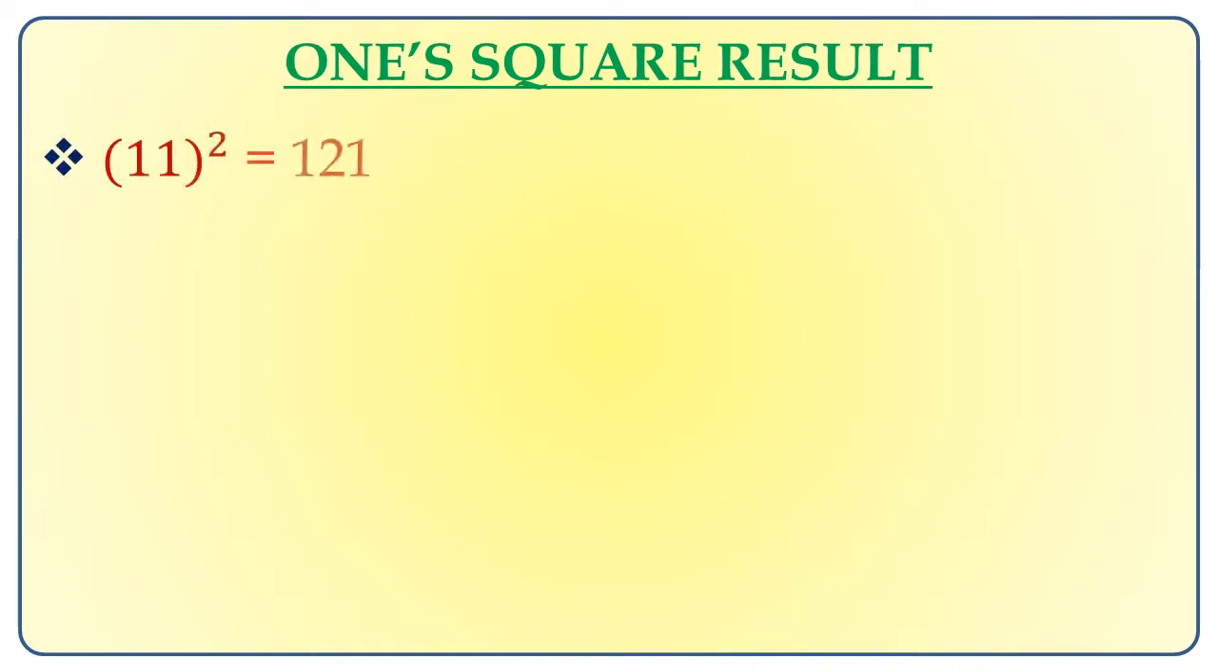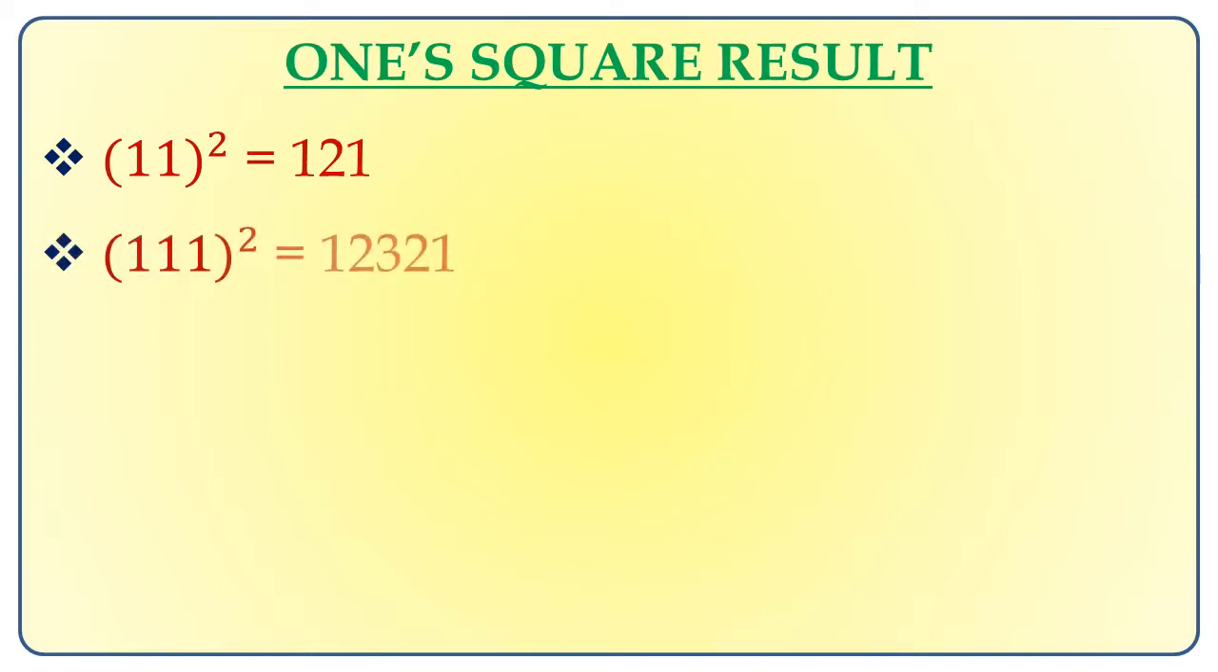The first example is 11 square. Although everybody knows the result of this 11 square, still we try to understand the basic inherent logic of this concept. So here 2 times 1 is written. So what will we do? We write 1 and then 2. And then from there in descending order 1. So 121 is the result.